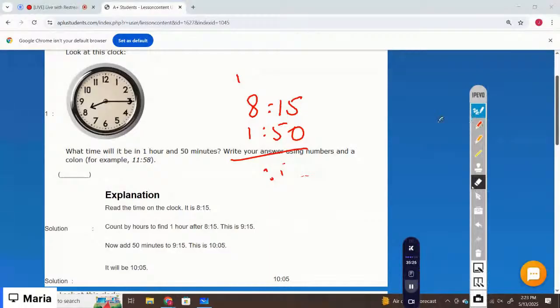50 plus 15 is 65, and add 1 hour over here. 8 plus 1 is 9 and 1, 10, because 60 minutes make 1 hour, right? So that would be 10:05. The correct option is 10:05. Let's just start with the test questions.